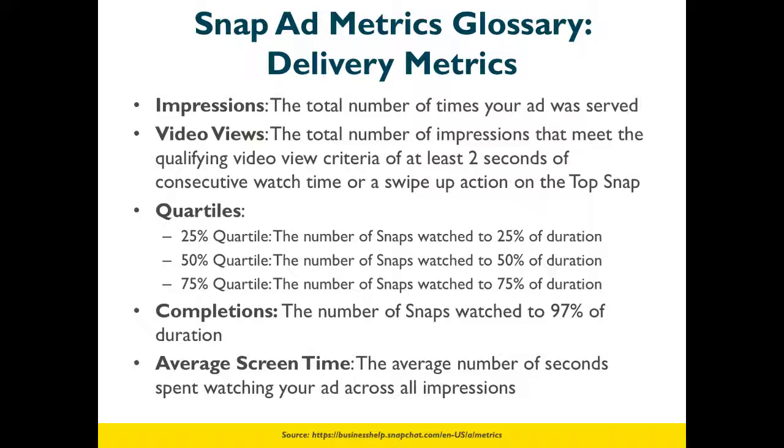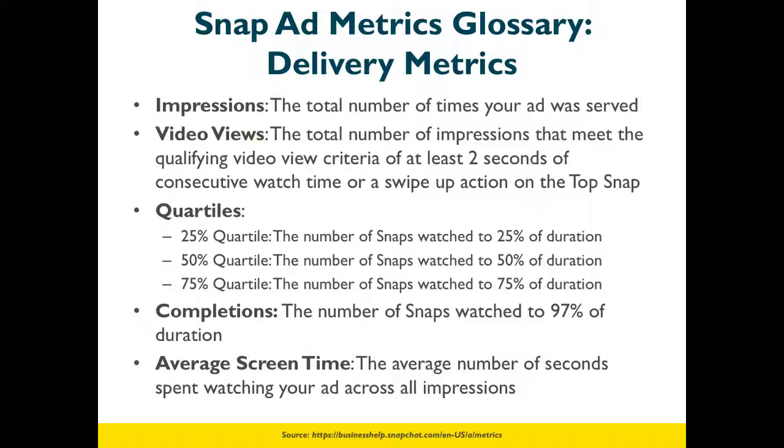So let's look at what some of the metrics are that you might want to measure and some of the definitions of those. So first of all, you have impressions. Impressions is the total number of times your ad was actually served. And then video views is the total number of impressions that meet the qualifying video view criteria of at least 2 seconds of consecutive watch time or a swipe up action on the top snap. So those are ones that have a little bit longer, a little bit more engagement.